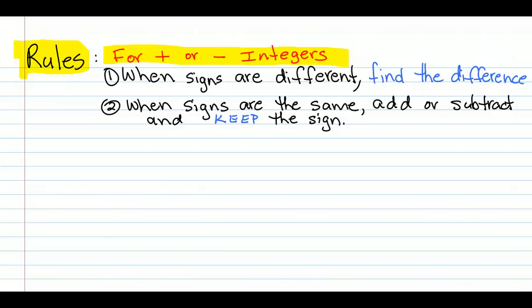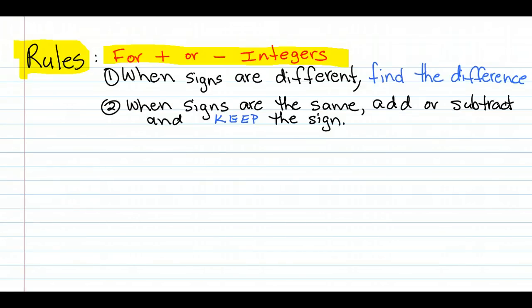All right? When you're adding and subtracting integers, those are all positive and negative numbers. When signs are different, find the difference. When the signs are different, remember, you subtract, and then you put the sign of the one that has the highest absolute value. I think you guys remembered that. When signs are the same, add or subtract and keep the sign.